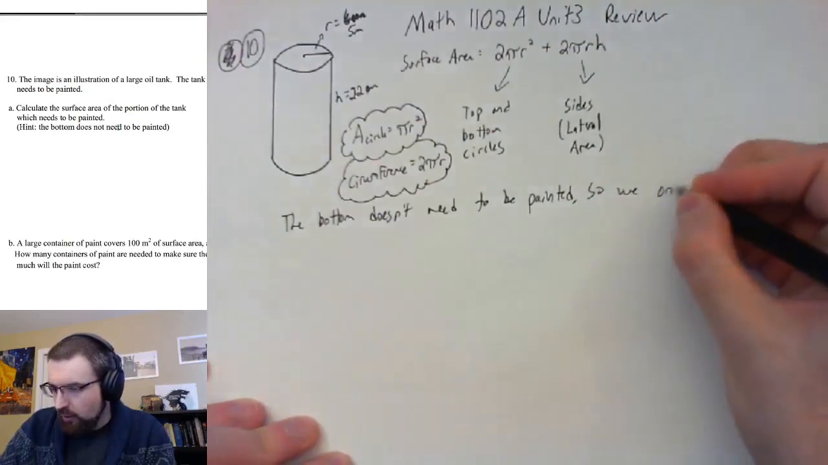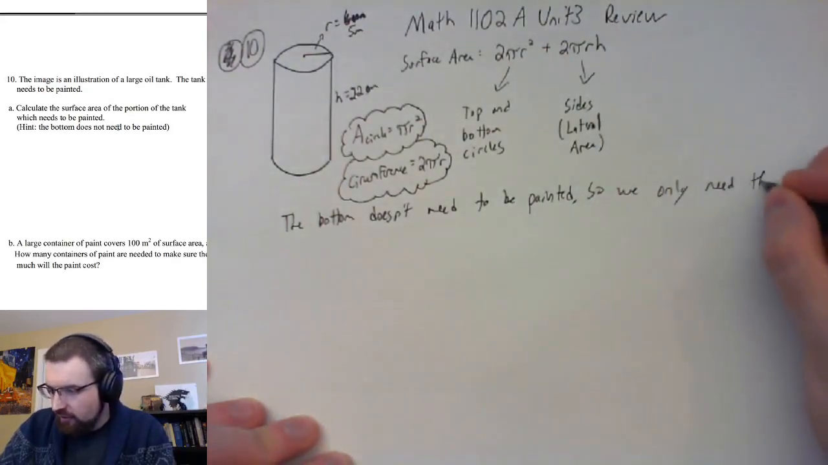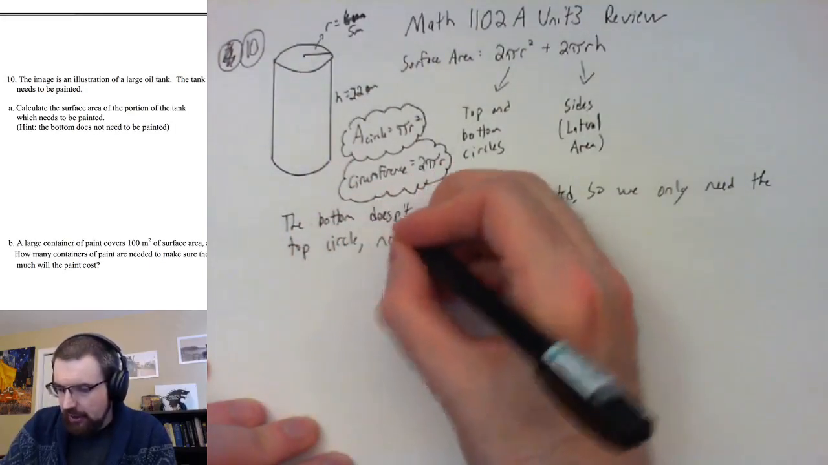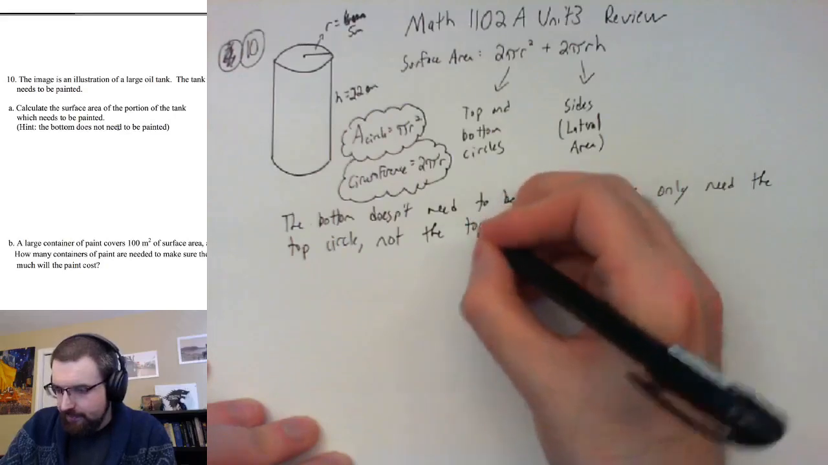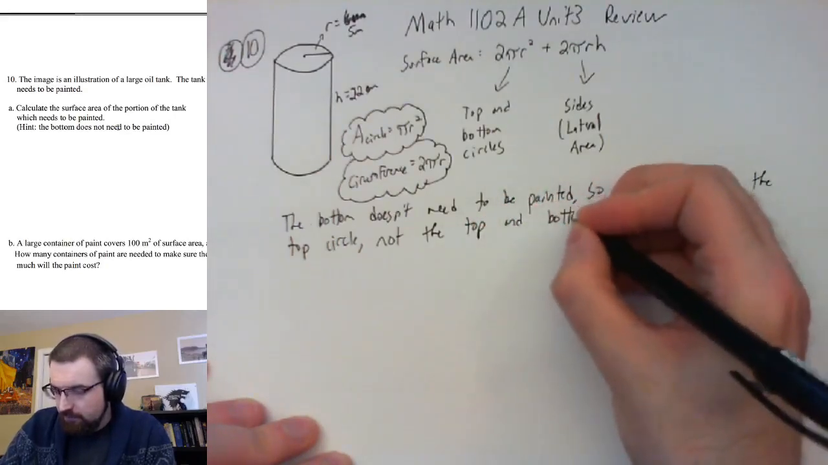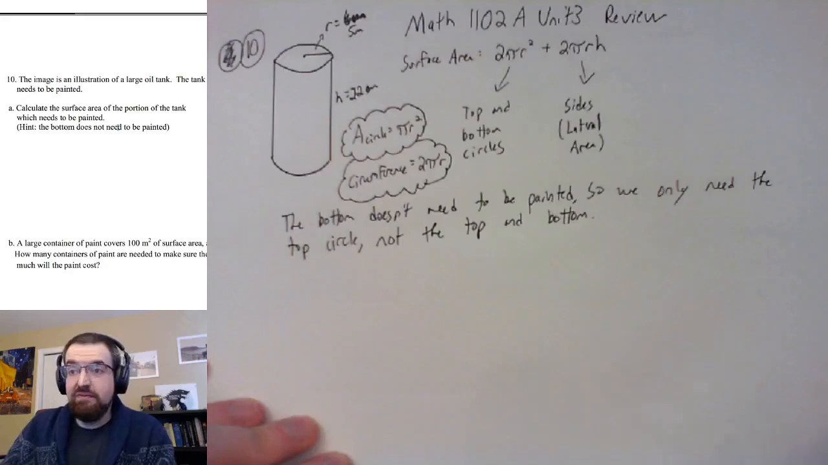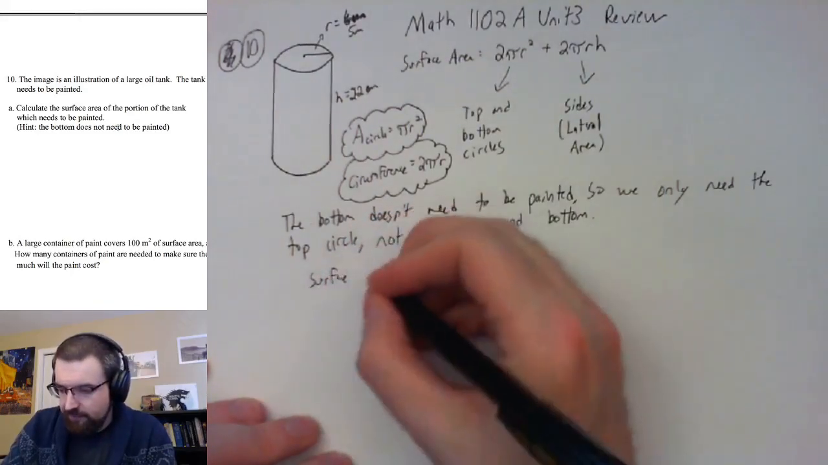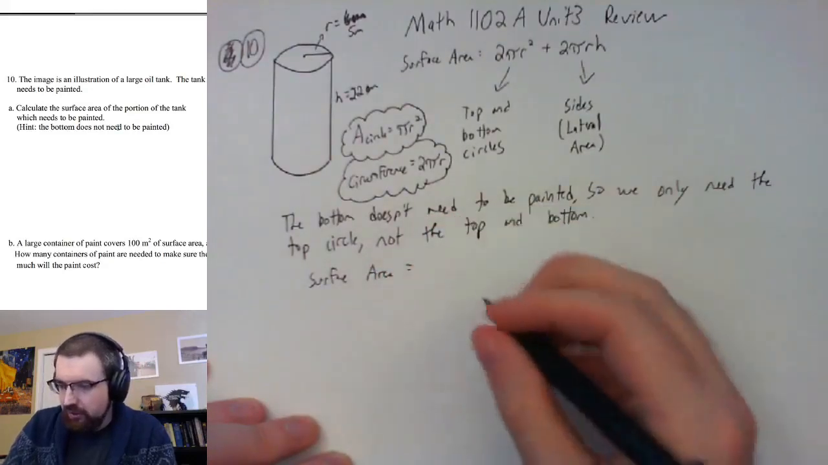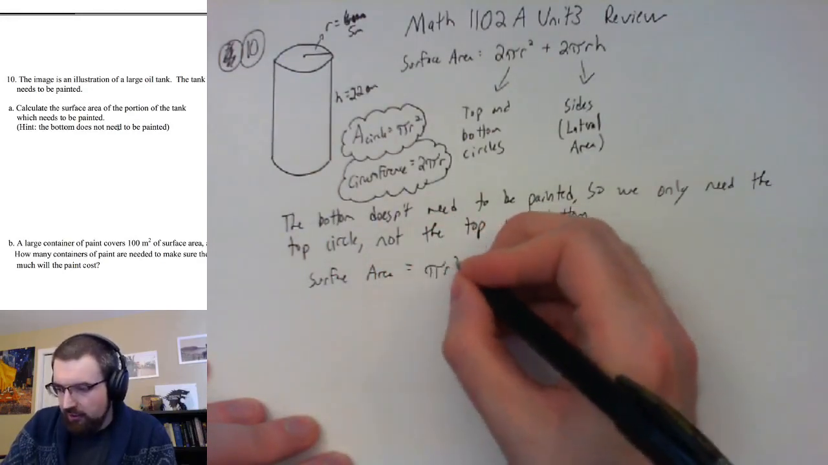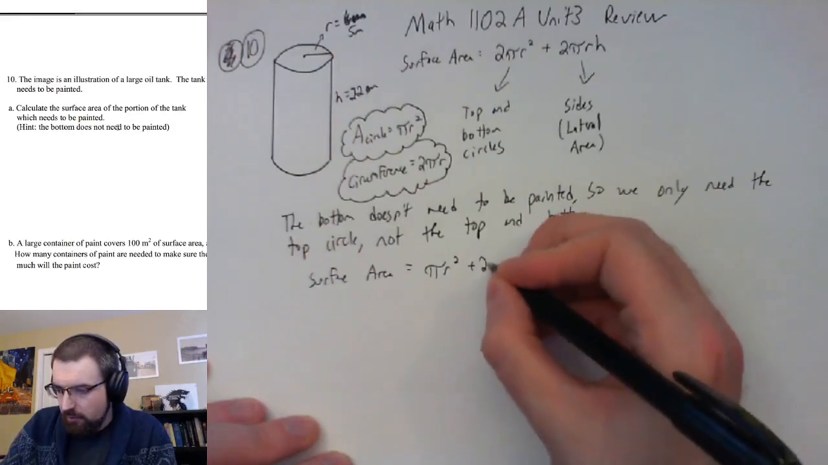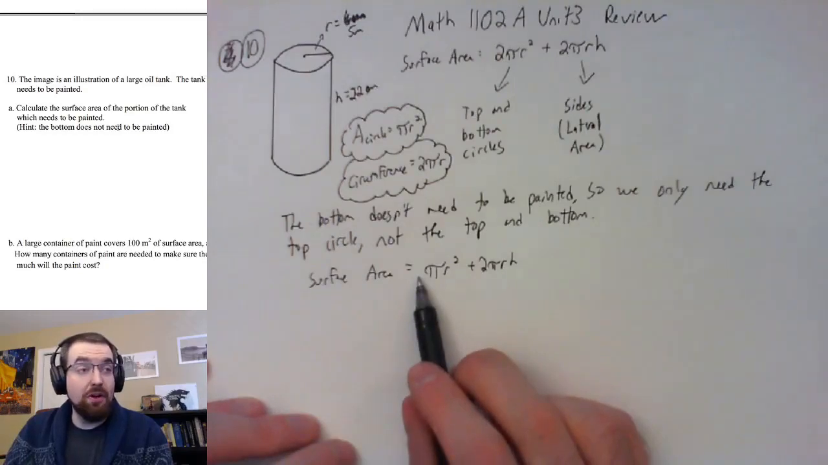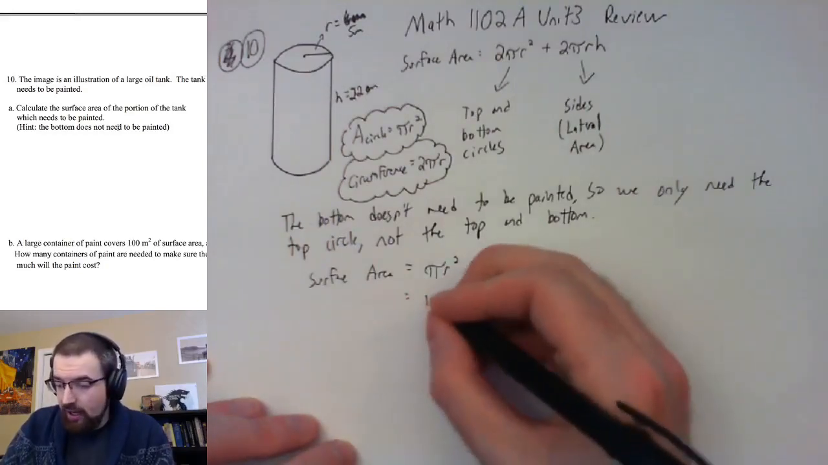So we only need the top circle, not the top and bottom. Okay? So then the surface area is going to equal pi r squared plus 2 pi r h. There's no 2 here because we don't need 2 of these. We only need 1.